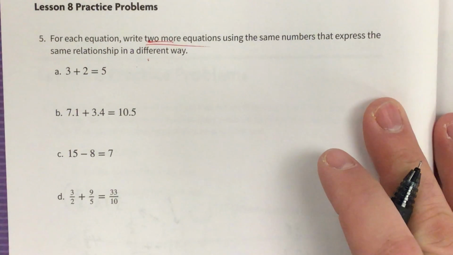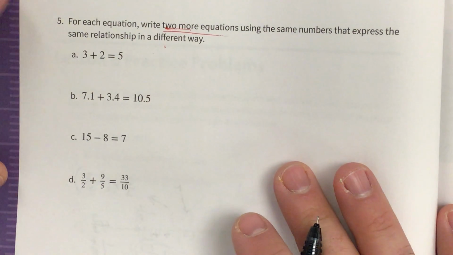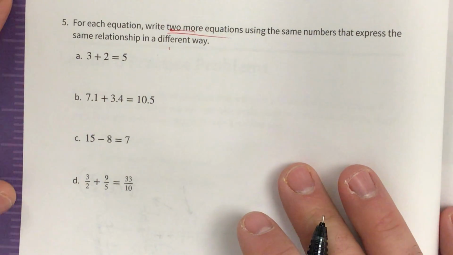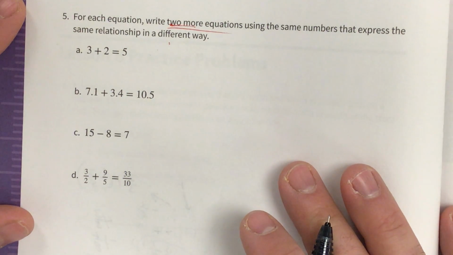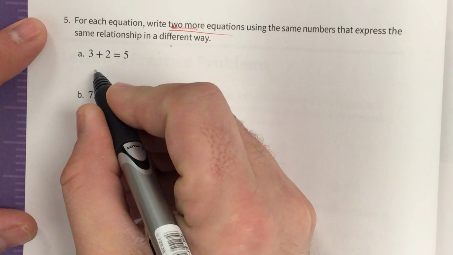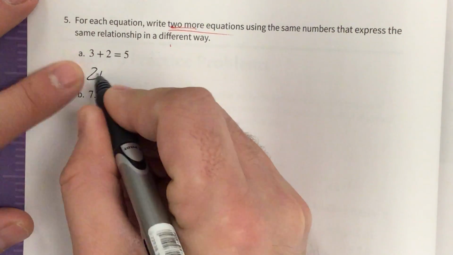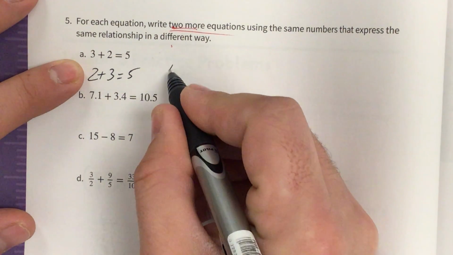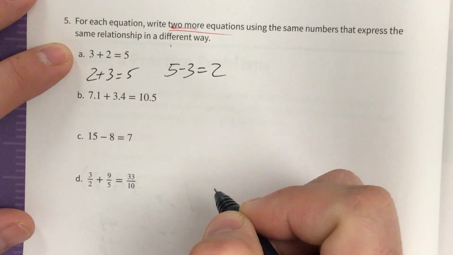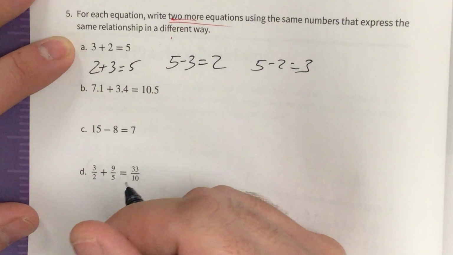Question 5, next page. For each equation, write 2 or more equations using the same numbers that express the relationships in a different way. So I'm only using 3, 2, and 5 here. Brody. Got one? Sure. 2 plus 3 equals 5. Got one more? 5 minus 3 equals 2. Perfect. And there's obviously another one, but it only asks you for 2. There's 4 in every fact family.